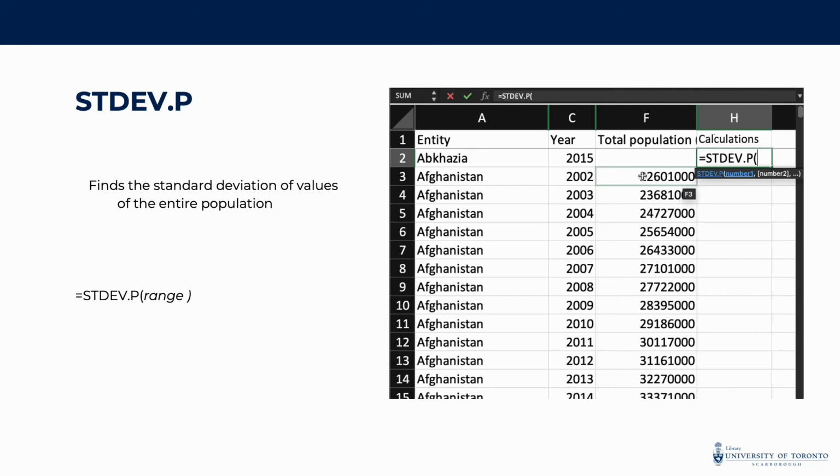Similarly, if we simply want the standard deviation of the entire population of individual population points, we input STDEV.P, highlight the entire list, or enter the complete cell range to get the answer.